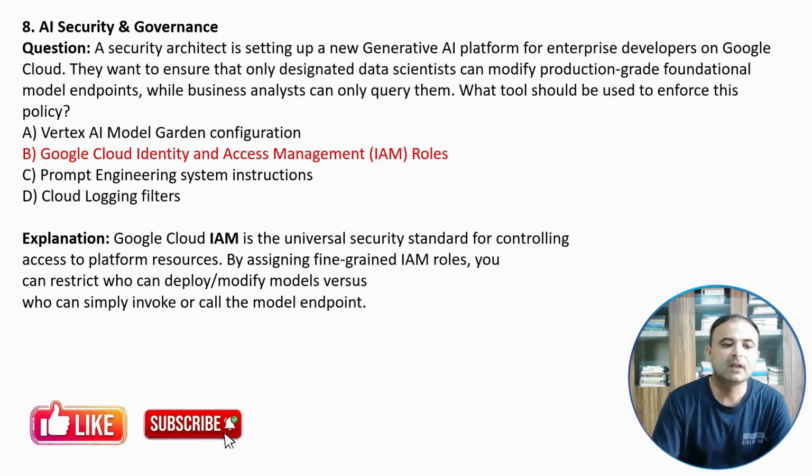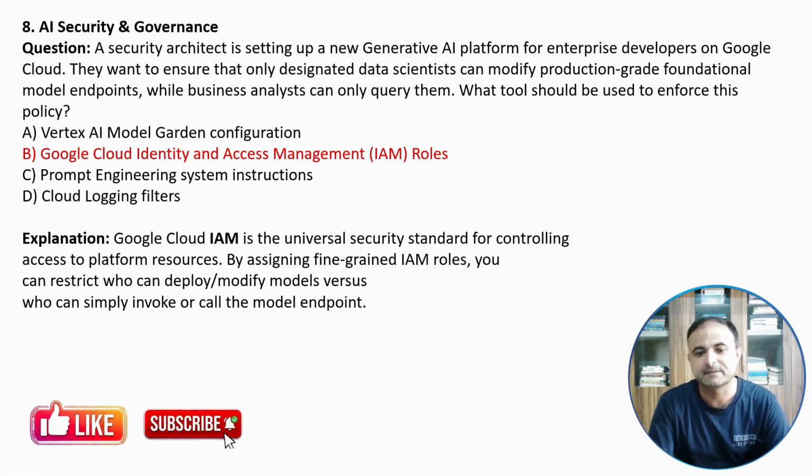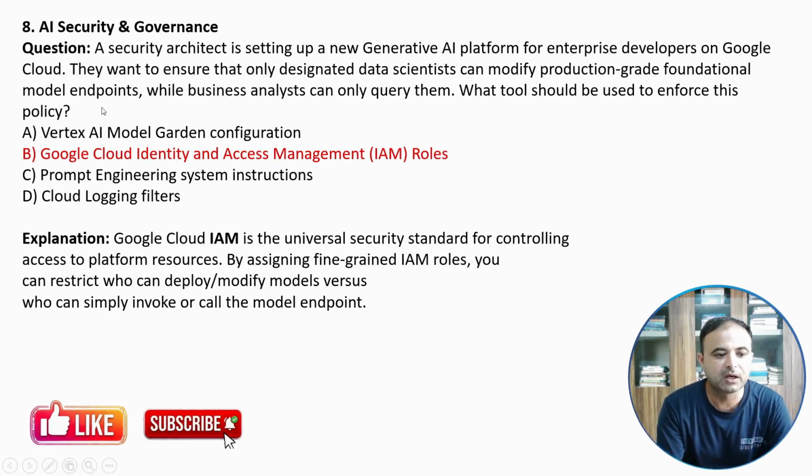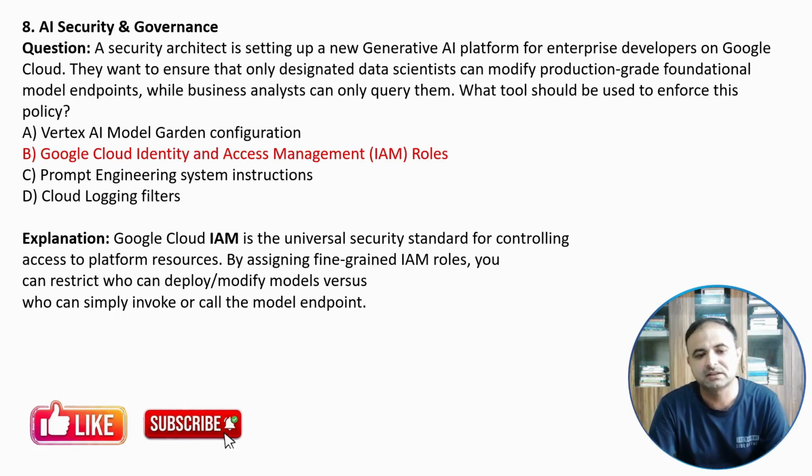Next, AI security and governance. A security architect is setting up a new generative AI platform for enterprise developers on Google Cloud. They want to ensure that only designated data scientists can modify production grade foundational model endpoints, while business analysts can only query them. What tools should be used to enforce this policy? The correct answer is B, Google Cloud Identity and Access Management roles. We can set up the roles according to this.